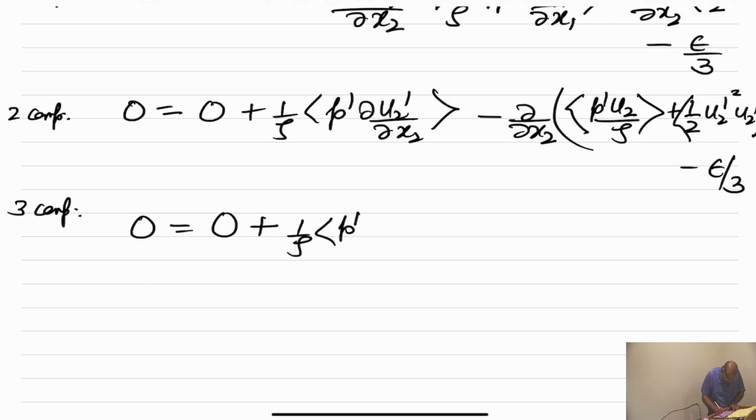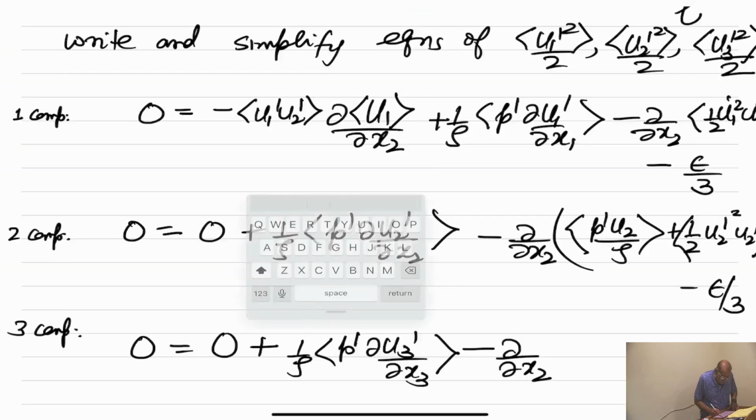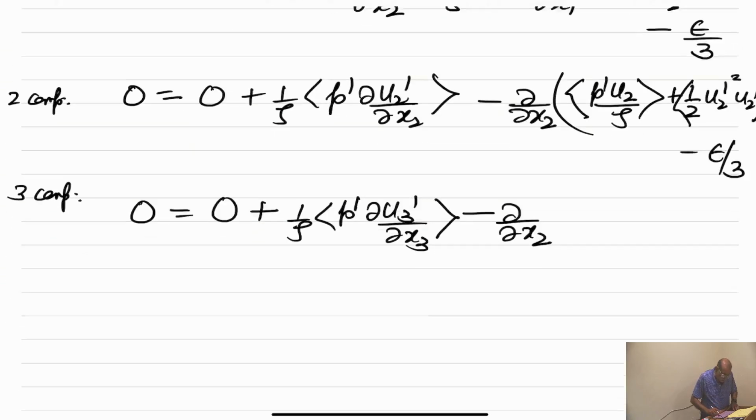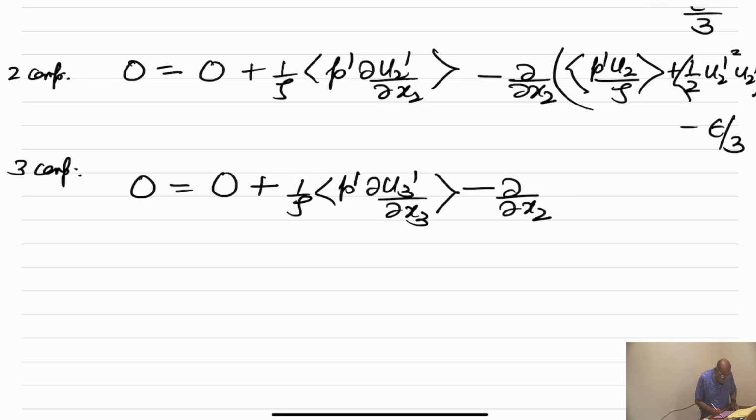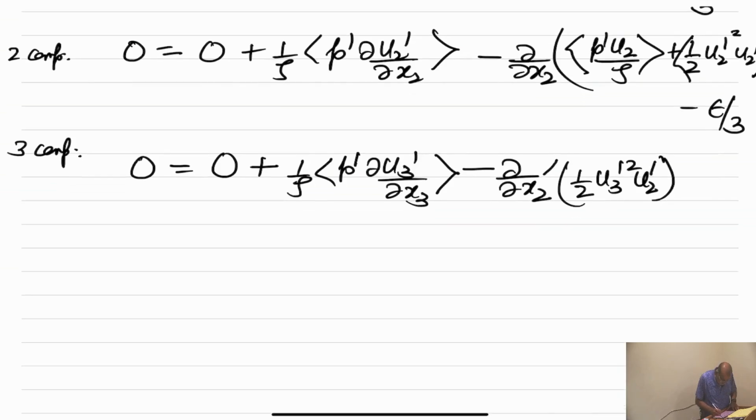1 over rho p prime du3 prime by dx3 minus d by dx2, and in this case we get an equation of this form. No.